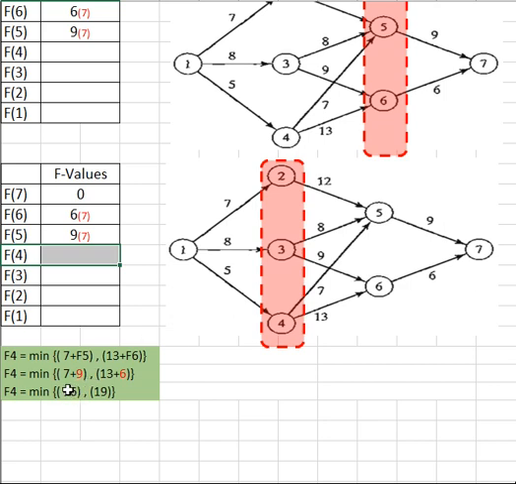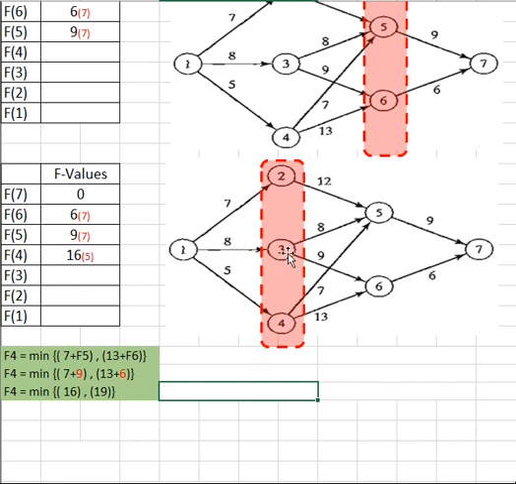Saan galing si 16? Tingnan nyo ngayon kung saan siya galing. Diba? So, you could see here, 16, 19. Si 16 galing siya kay F5. Meaning, we could get it to 16 from node 5. Sana nagets.